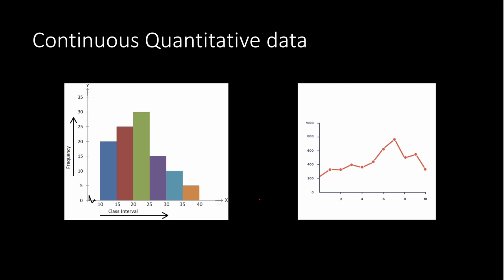Next, we will look at continuous quantitative data. Continuous data can have a large range of values. A good example of this type of data is the heights of people in a classroom. Furthermore, continuous quantitative data can be best illustrated as histograms.